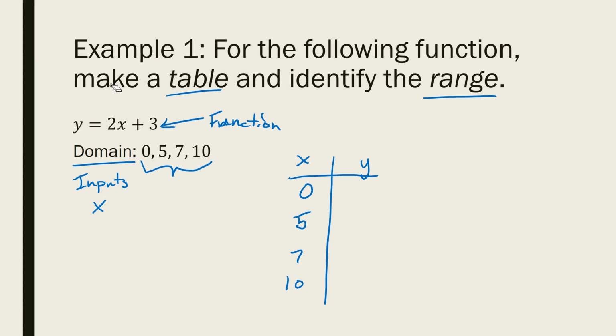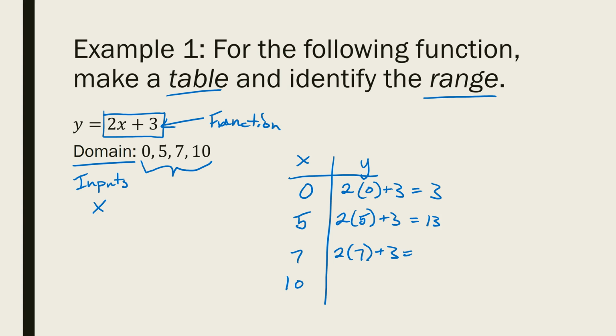So let's start by plugging in 0. Remember, I'm using this function, so I'm going to go 2 times 0 plus 3. Well, 2 times 0 is 0, plus 3 equals 3. So that's my y value when x equals 0. Let's plug in 5. 2 times 5 plus 3, well, that's 10 plus 3, which is 13. If I plug in 7, 2 times 7 is 14, plus 3 equals 17. And finally 10: 2 times 10 is 20, plus 3 is 23. So there's my table. That part is done.